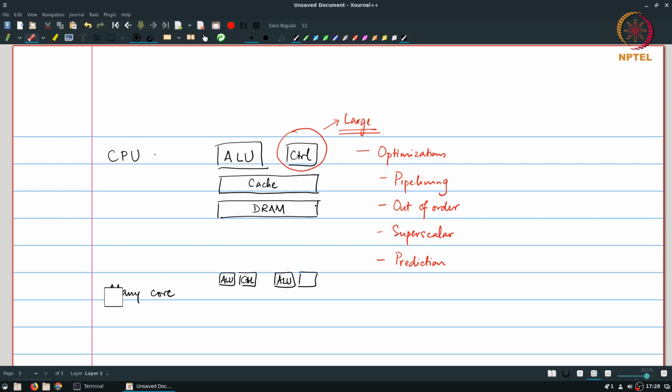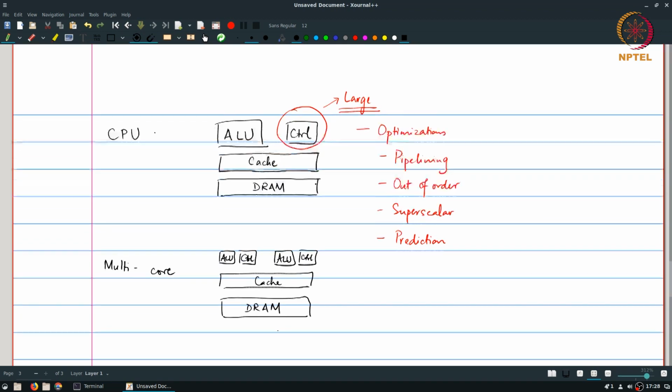Sorry, let me correct that. This is a so-called multi-core architecture where you would have maybe two ALU and control blocks that share a cache memory, which then feeds off the main DRAM.